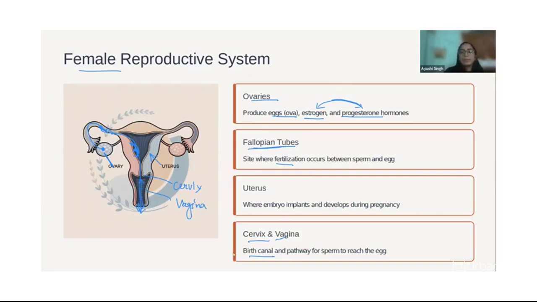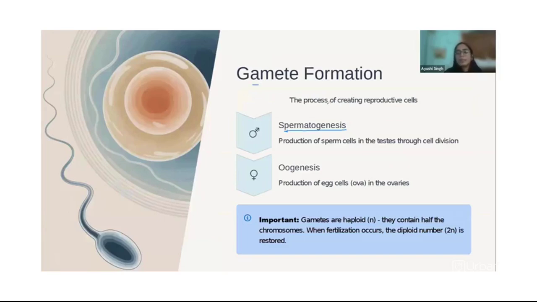Now, gamete formation. So how exactly are gametes formed? In males, gametes are formed by spermatogenesis. What is gamete formation? The process of creating reproductive cells or gametes is called gamete formation. Spermatogenesis is the production of sperm cells in the testis through cell division, and oogenesis is the process of production of egg cells, or ovum or ova, in the ovaries, again through cell division.